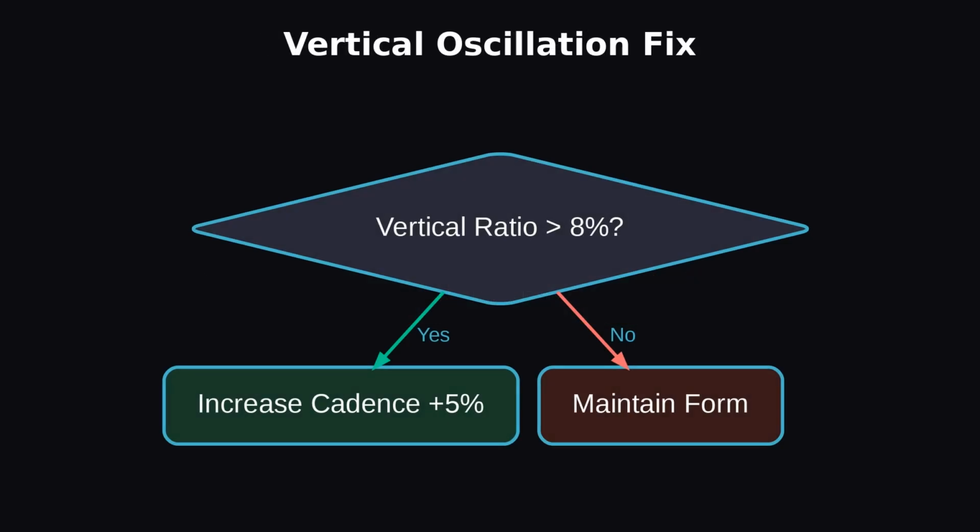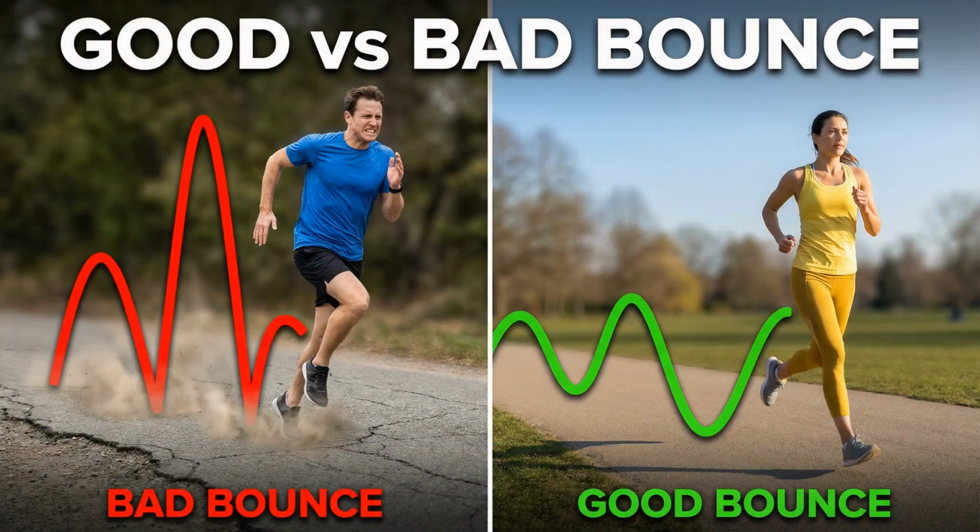Finally, check your cadence. A slow turnover often forces you to jump higher to cover distance. Increasing your cadence by just 5% is the single fastest way to reduce excessive vertical oscillation. Master your vertical motion to run farther with less fatigue.